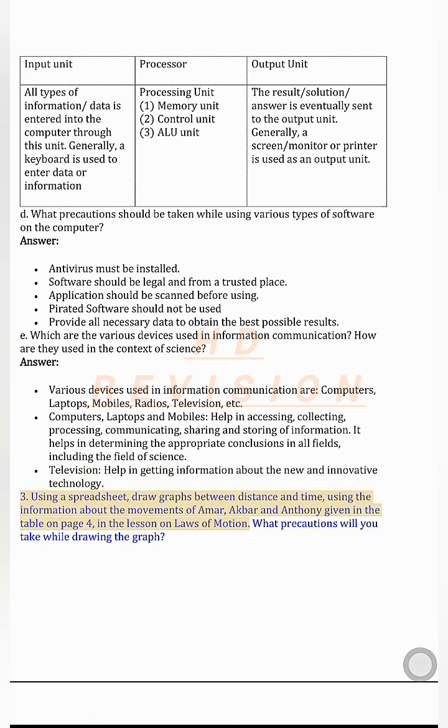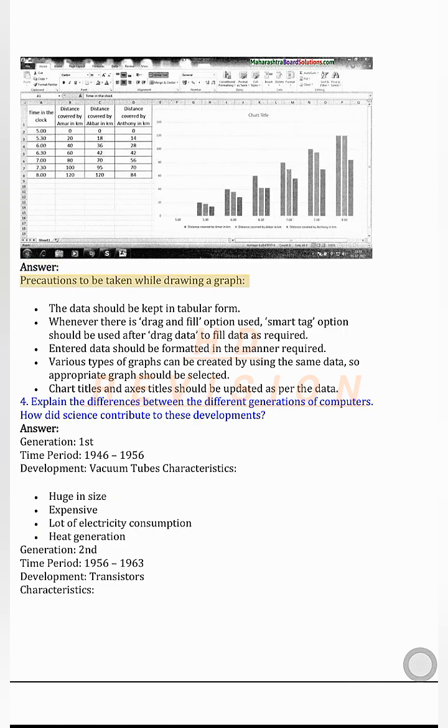3. Using a spreadsheet. Draw graphs between distance and time, using the information about the movements of Amar, Akbar and Anthony given in the table on page 4, in the lesson on laws of motion. What precautions will you take while drawing the graph? Answer. Precautions to be taken while drawing a graph. The data should be kept in tabular form. Whenever there is drag and fill option used, smart tag option should be used after drag data, to fill data as required. Entered data should be formatted in the manner required.